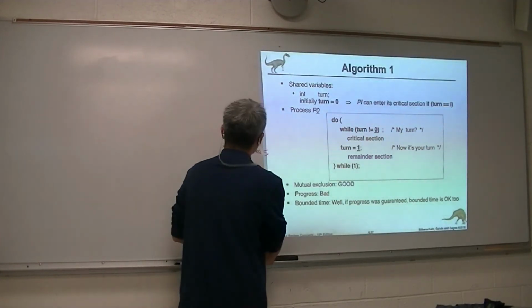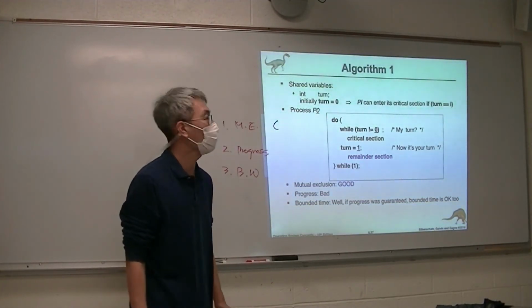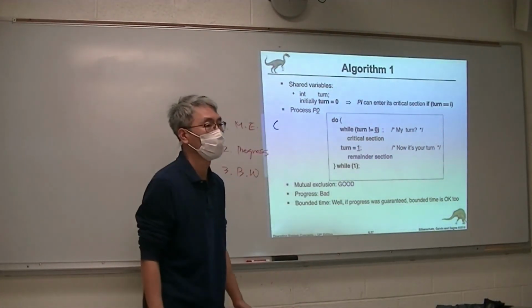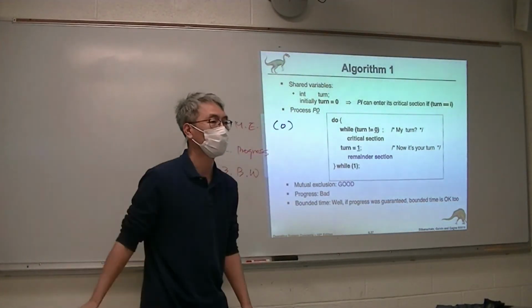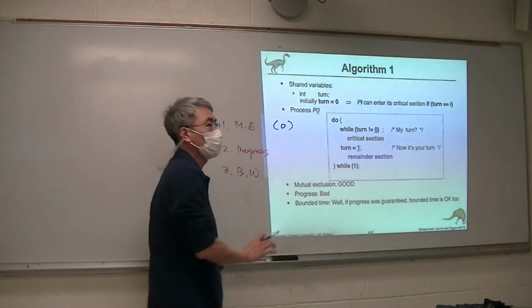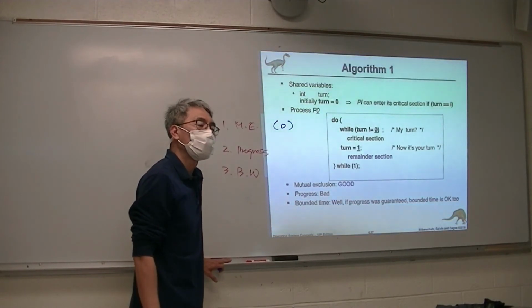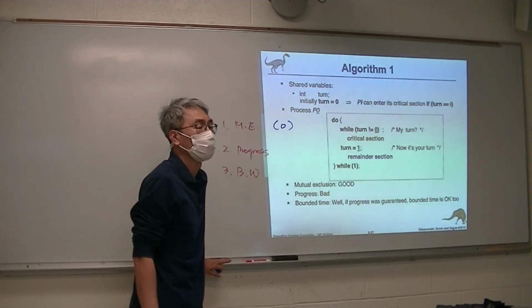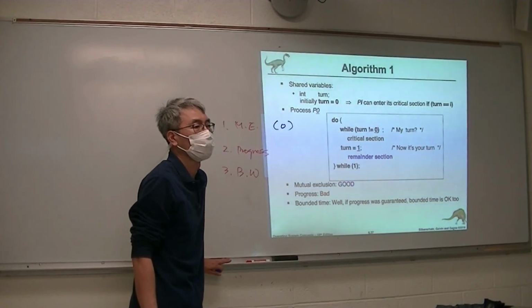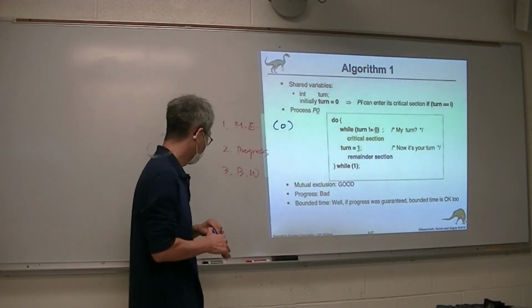What about this one? Is mutual exclusion good or bad? How many processes can enter the critical section in this algorithm? 1. So 1. This is really good. So no problem. What about the progress? Can there be a deadlock or not? But I don't think it can.